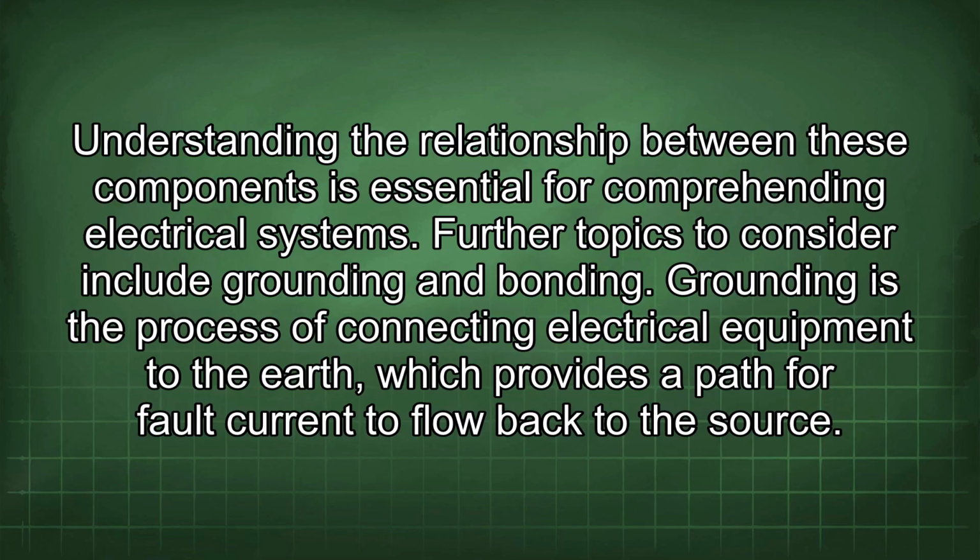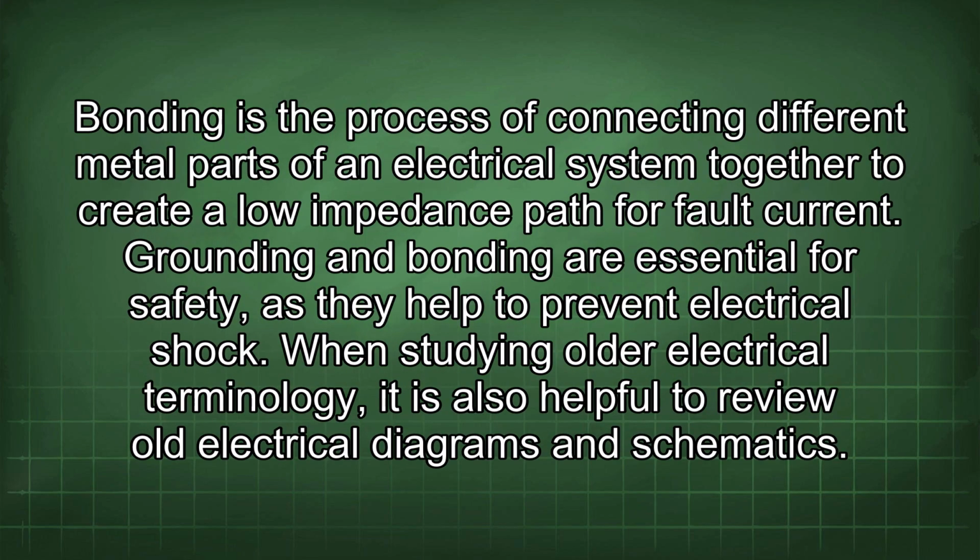Further topics to consider include grounding and bonding. Grounding is the process of connecting electrical equipment to the earth, which provides a path for fault current to flow back to the source. Bonding is the process of connecting different metal parts of an electrical system together to create a low impedance path for fault current. Grounding and bonding are essential for safety, as they help to prevent electrical shock.